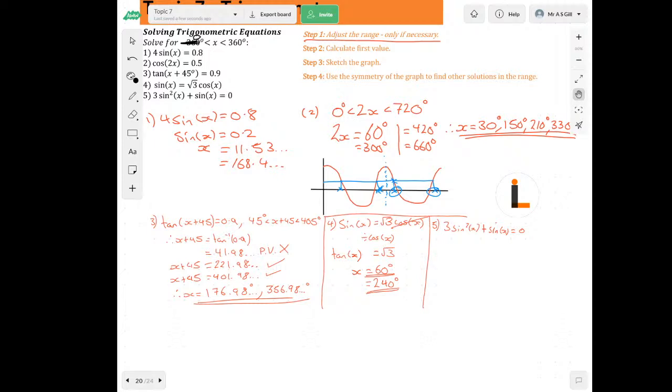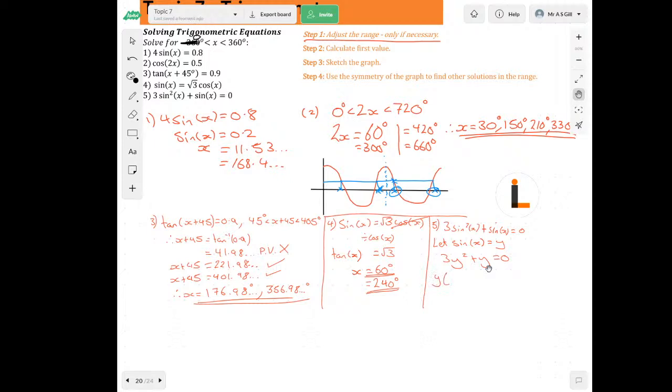So we can see here, hopefully, that this looks like a quadratic. Anytime we see a squared, we should be thinking about a quadratic. What we could say is, well, let sine x equal y, which means we can rewrite this equation like this. And hopefully now it's much easier to see that this is a quadratic, and we solve it in the exact same way as we would a quadratic.